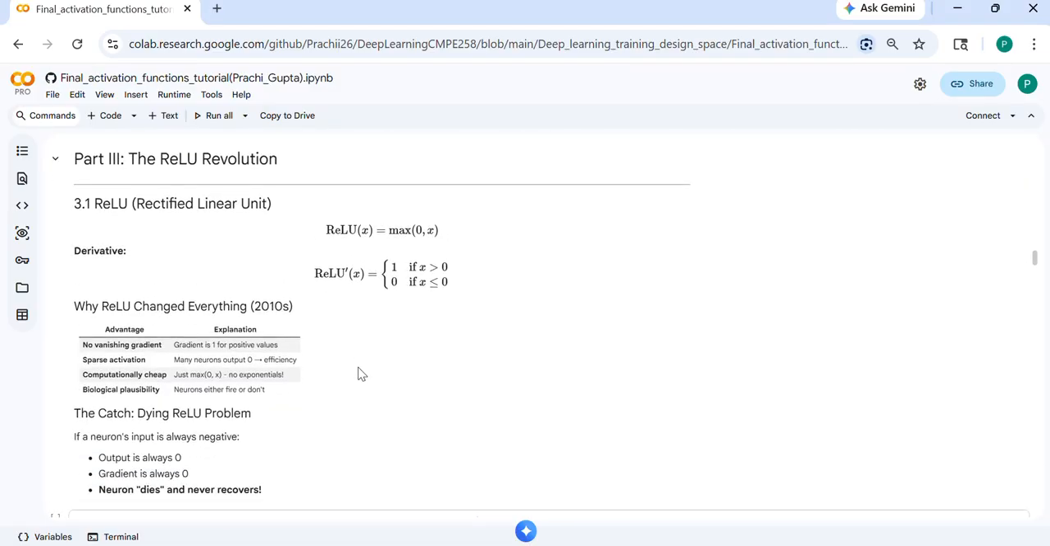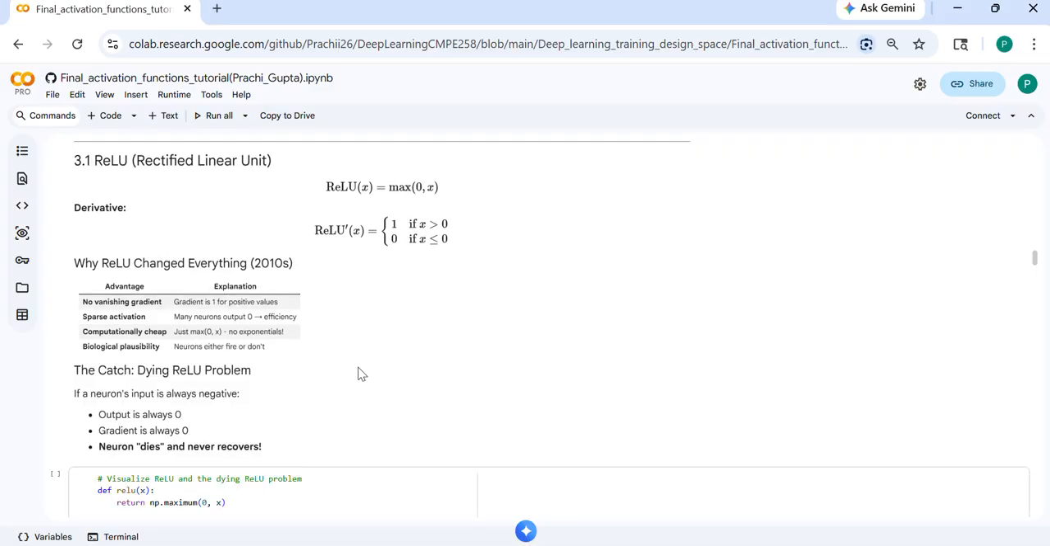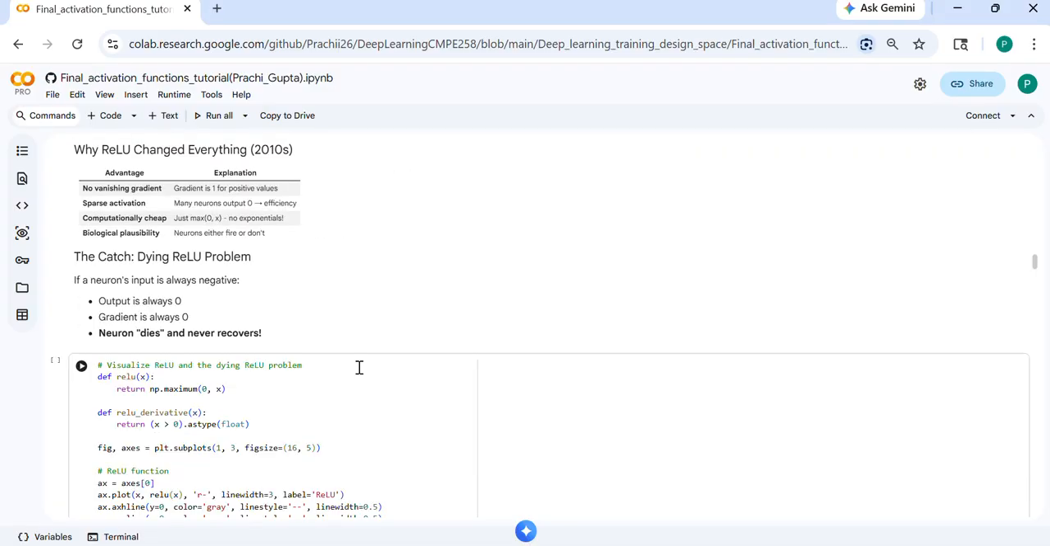So this cell introduces ReLU, which stands for rectified linear unit. The code simply returns 0 for negative input and keeps positive inputs unchanged. This avoids vanishing gradients on the positive side and is computationally very efficient. However, it introduces a new issue called the dying ReLU problem, where neurons can stop updating if they consistently receive negative inputs.